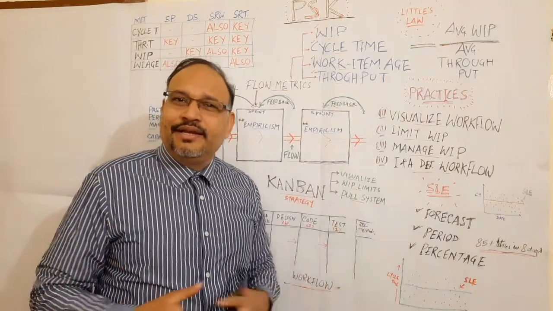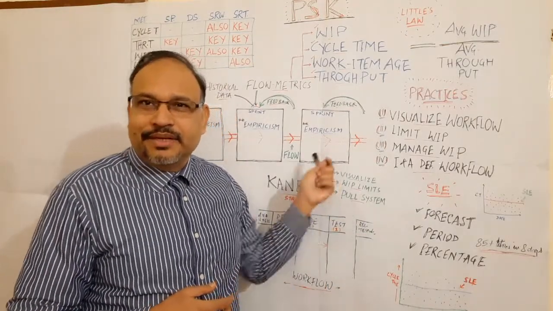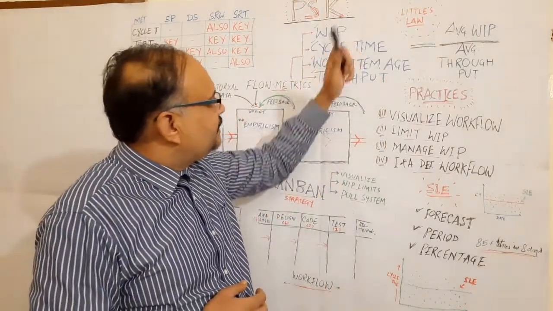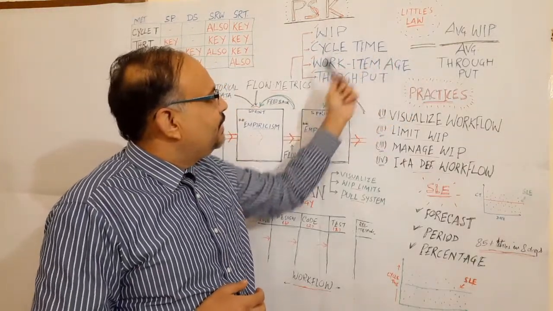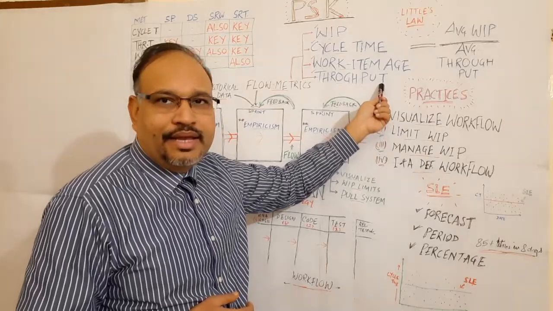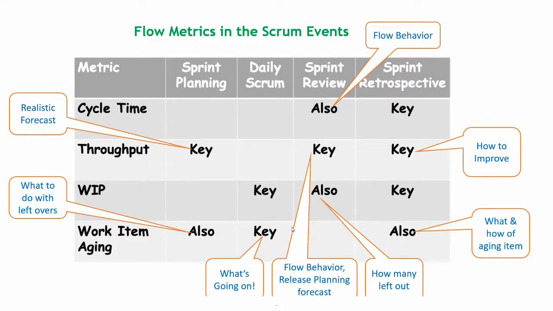What are the leading indicators and the lagging indicators in this matrix? Let's understand. Work in progress and work item age are the leading indicators. Cycle time and throughput are the lagging indicators. How flow metrics impact the Scrum events could be understood by this table, which I picked up from scrum.org.